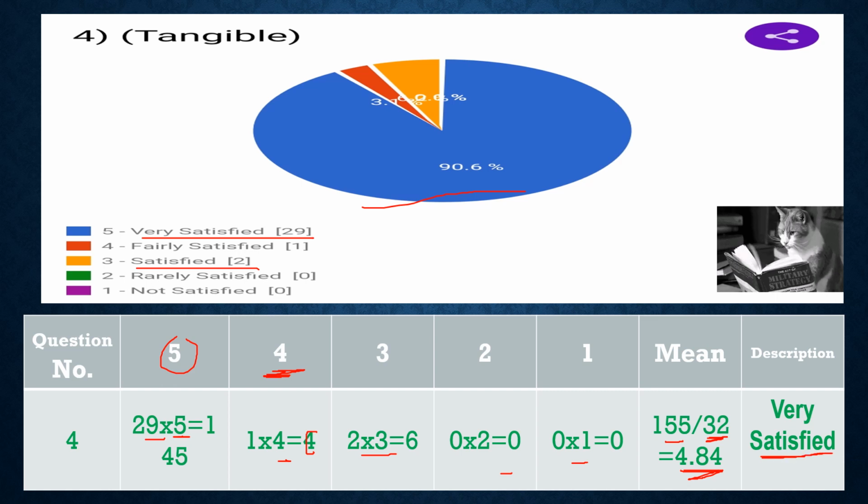How do we get this one? As I said a while ago, just go back to the previous slide of this video discussion, to the range criterion from the Likert scale earlier. So 4.84 belongs to very satisfied.